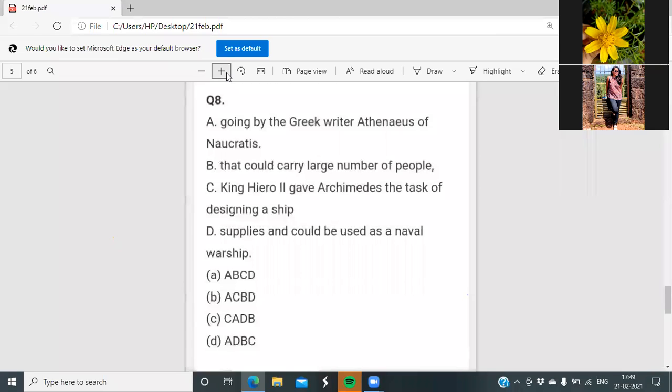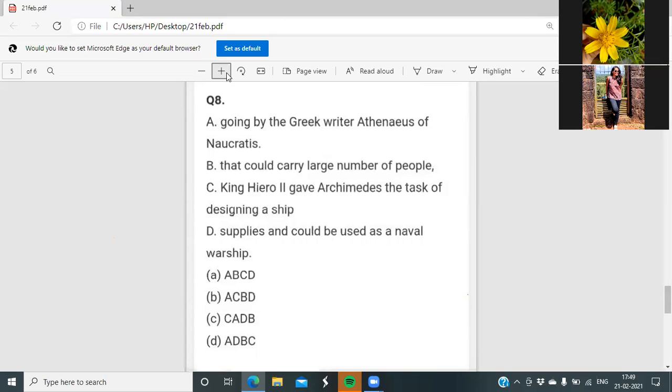Okay, it's 5:48. So let's discuss the answer. Similarly, there cannot be two answers. It can either be option B or option C. You have to select one of those. So the correct answer is option B, which states going by the Greek writer Athenius of Naucratis, King Hieron II gave Archimedes the task of designing a ship that could carry large number of people, supplies, and could be used as a naval warship.